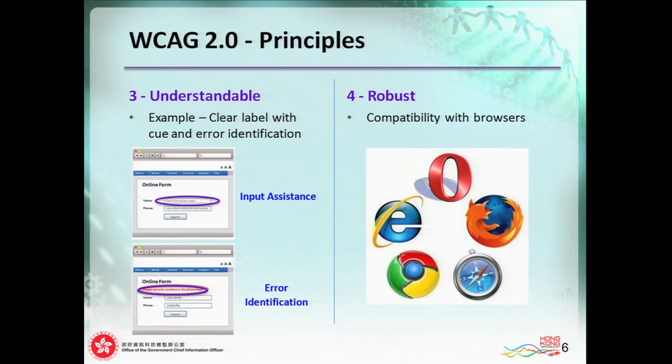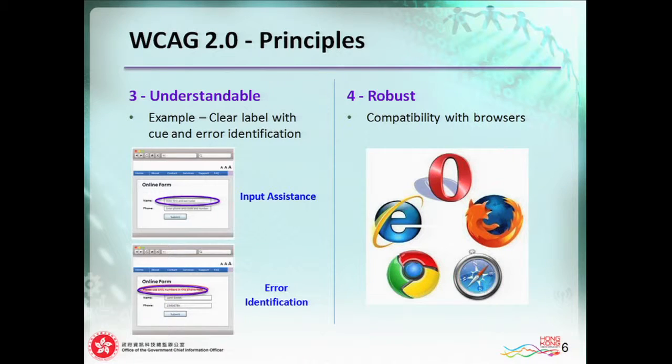Number 3, understandable. Here, I raise an example of putting in some input assistance and error identification cues to help users completely understand what the website or the content provider wants them to do in the operation. And finally, robust should mean compatible with common browsers and even one or more versions behind.